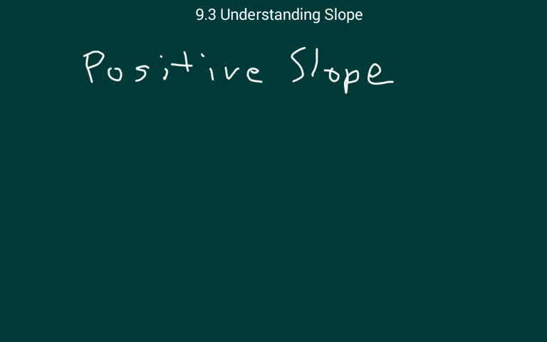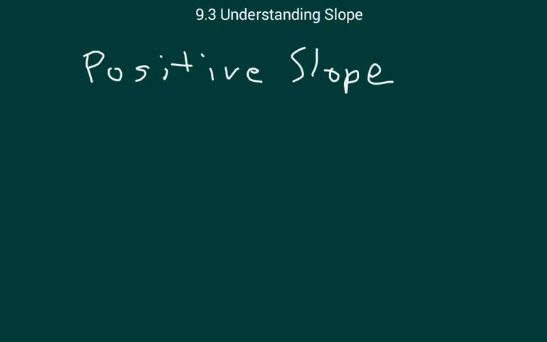Lesson 9.3 is on understanding slope, and you may ask, slope of what? It's actually the slope of a graph of a linear function, something that has an input, an output, and a rule. When you do an XY chart and put it on a coordinate grid, you get a line that travels in a certain direction. This lesson is more of a general, broad understanding of what slope means.